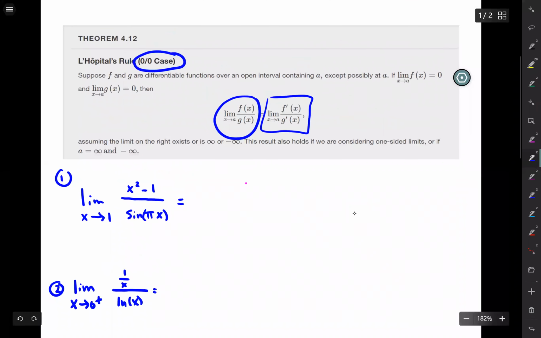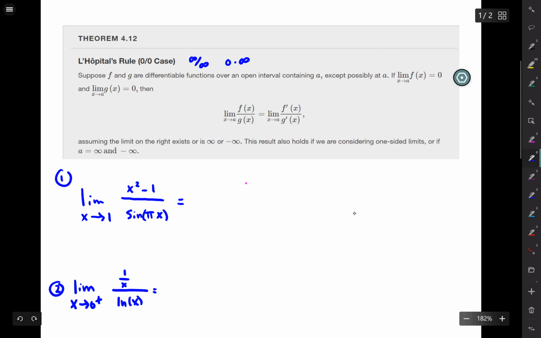Okay, hello everyone. I wanted to make a quick preview video on L'Hopital's rule. And this is looking at the 0 over 0 case, but there are other cases for L'Hopital's rule, in particular infinity over infinity, and even 0 times infinity are examples of cases where you can apply L'Hopital's rule. So let's look at what the theorem actually says.